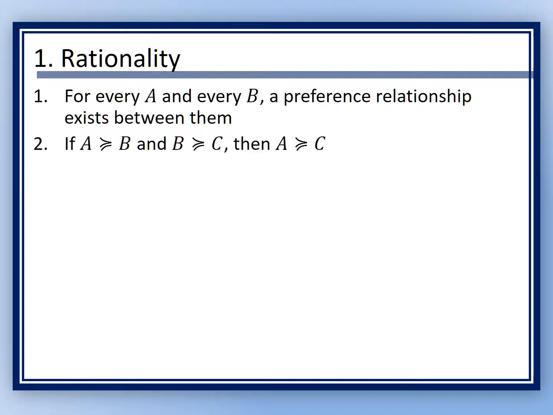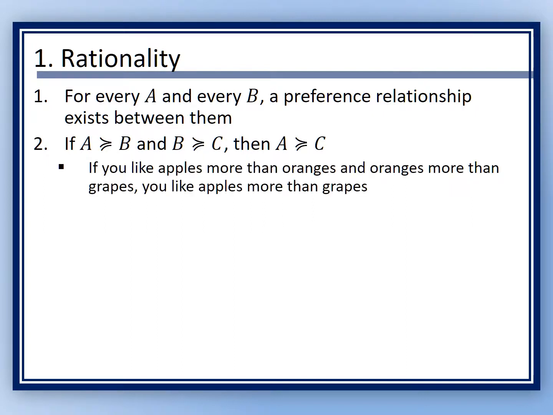The second relationship is that if you like A more than B and you like B more than C, then you like A more than C. Right? If you like apples more than oranges and oranges more than grapes, then you like apples more than grapes. Sounds reasonable, right? This is called transitivity. So it's just the relationship between multiple objects. You should be able to traverse along, right? You like A more than B, you like B more than C, then naturally you like A more than C.